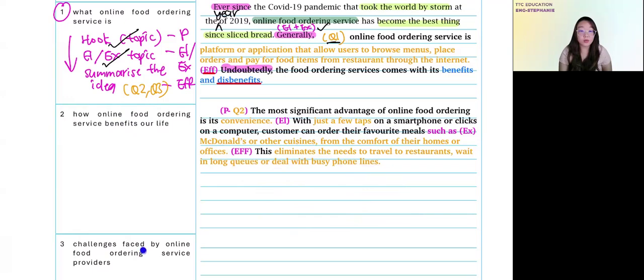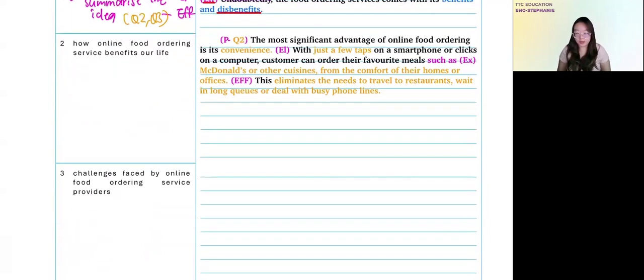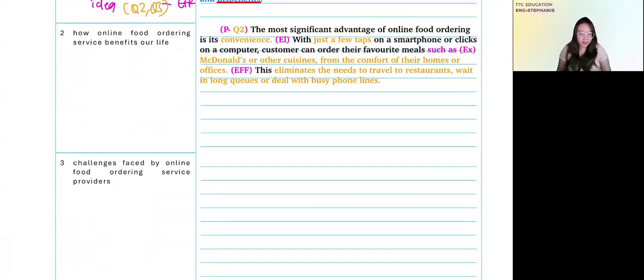Let's move on to the third one. Okay, our Q3. Again, same thing. PEE will help you flow your essay accordingly. Because we want to talk about the challenge, here you can use a subordinate clause related to in contrast, meaning however. Before that, let me just plonk out the PEE for you first.